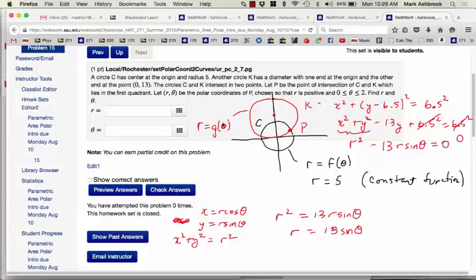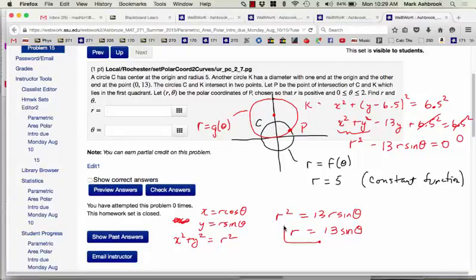There's our g of theta. Given an angle theta, this tells you how far away from the origin you are. When theta is 0, you're 0 away. When theta is pi over 2, you're 13 away from the pole.